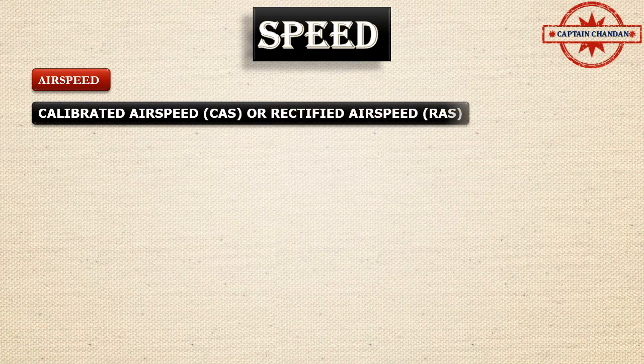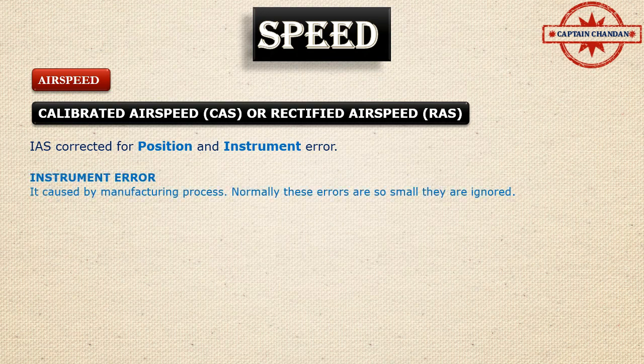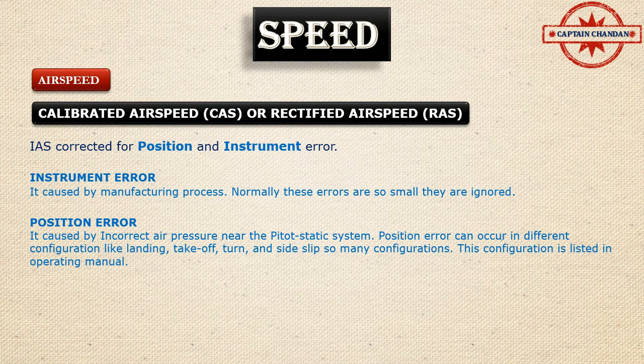Second is calibrated airspeed, or we can say rectified airspeed. Indicated airspeed corrected for position and instrument error. So from indicated airspeed, if we remove position and instrument error, then the speed is calibrated airspeed or rectified airspeed. What are position and instrument error? Instrument error is by the manufacturer. Normally these errors are so small. Position error occurs due to incorrect air pressure near the pitot static system.